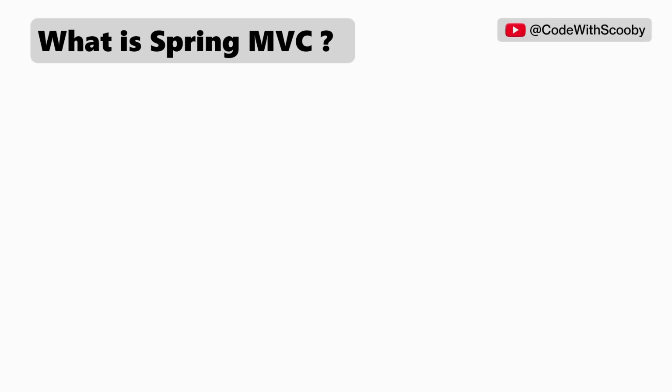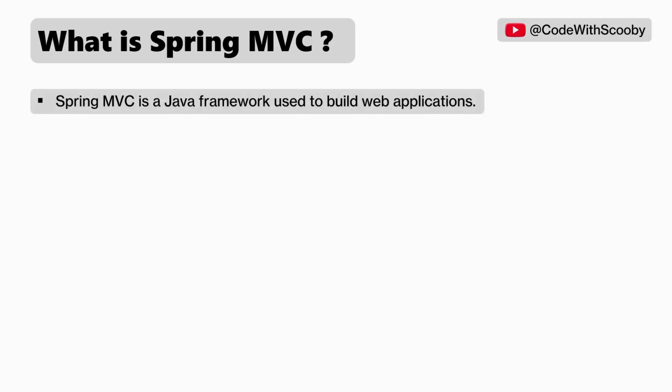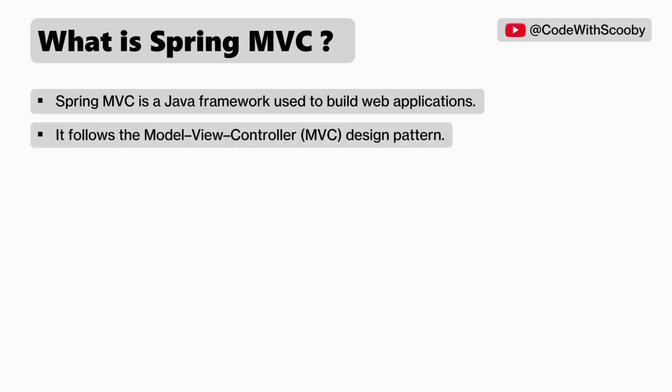What is Spring MVC? Spring MVC is a powerful Java framework that helps developers build scalable, flexible, and efficient web applications. It follows the Model-View-Controller design pattern, which separates application logic, user interface, and data handling.